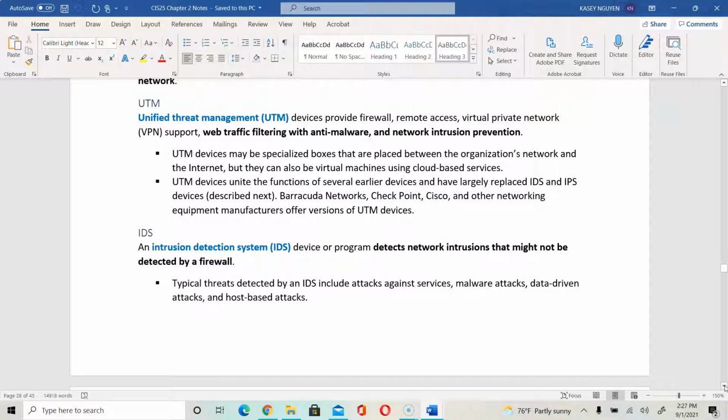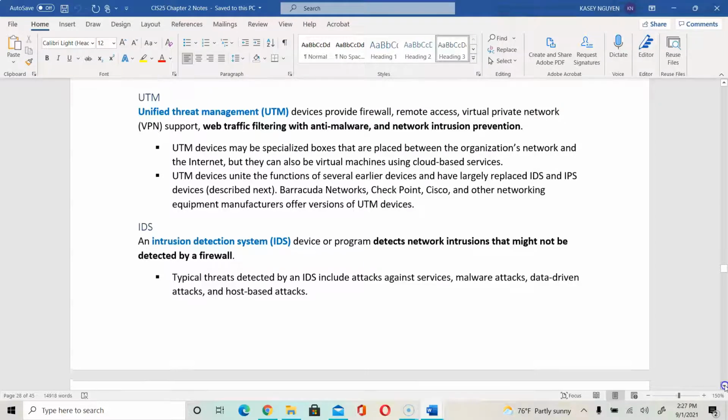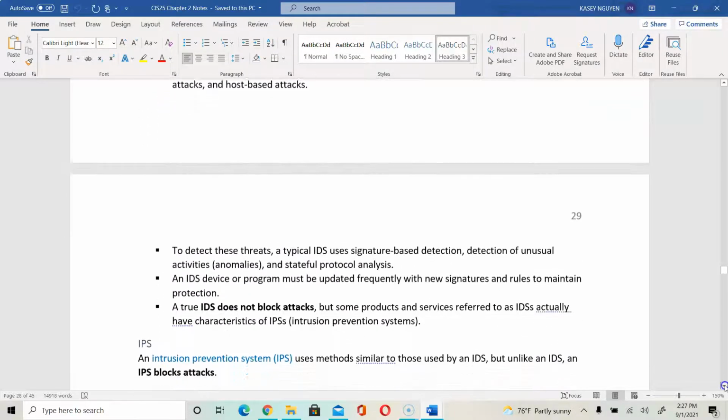Your typical threats would then be detected by the IDS, so it would raise the alarm, and it would include certain things like attacks or services that would potentially be a threat to the network, malware attacks, data-driven attacks, or host-based attacks. So IDS is usually installed internally in different parts of the network to be able to raise the alarm in case an attack or an incident occurs.